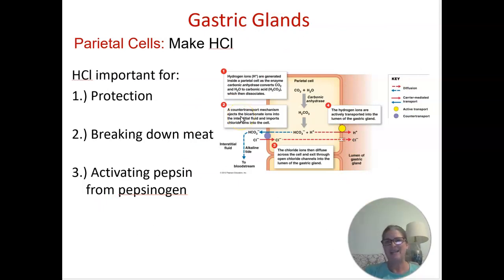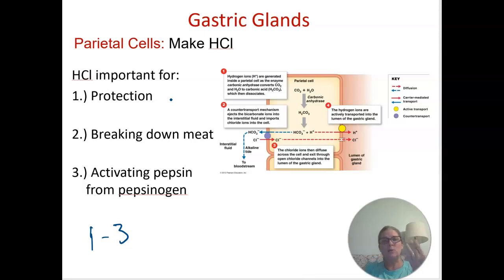First of all, why do we need hydrochloric acid? Well, number one, it keeps the pH of the stomach very low. So they say the pH of the stomach is like 1 to 3. So a lot of times we'll just say it has a pH of 2. And so this protects the stomach. It's a non-specific defense, an innate defense mechanism.